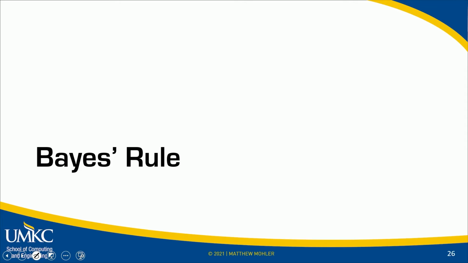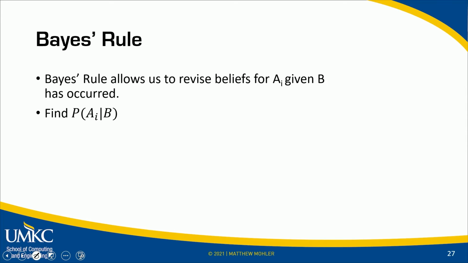Now, in our last segment for this fourth lecture, we'll talk about Bayes' rule. Ultimately, Bayes' rule is designed to allow us to revise our beliefs, to change our understanding, our predictions for an A sub i, again, one of those partitions, given that an event B has already occurred.